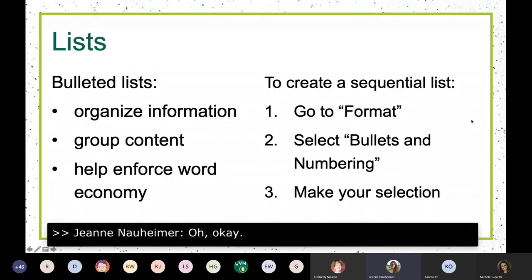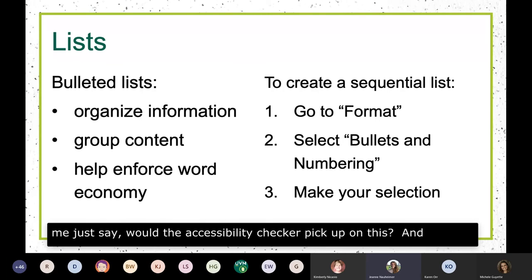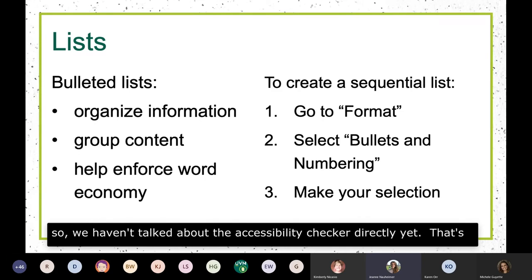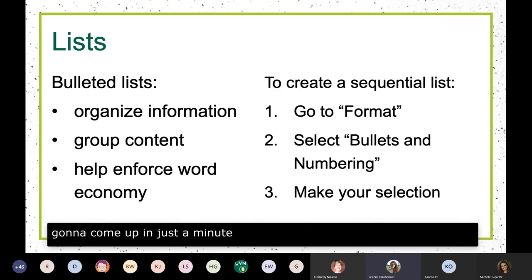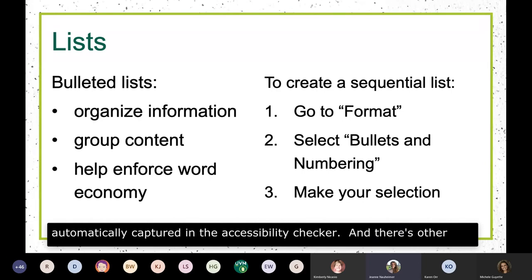Since I interrupted to mention that, let me just say, would the accessibility checker pick up on this? So we haven't talked about the accessibility checker directly yet. That's going to come up in just a minute in terms of how you would use it for the documents that you're creating and reviewing. So we'll return to that question then, because the short version is there are some things that can be automatically captured in the accessibility checker, and there's other components that it cannot, and you have to do a manual review.